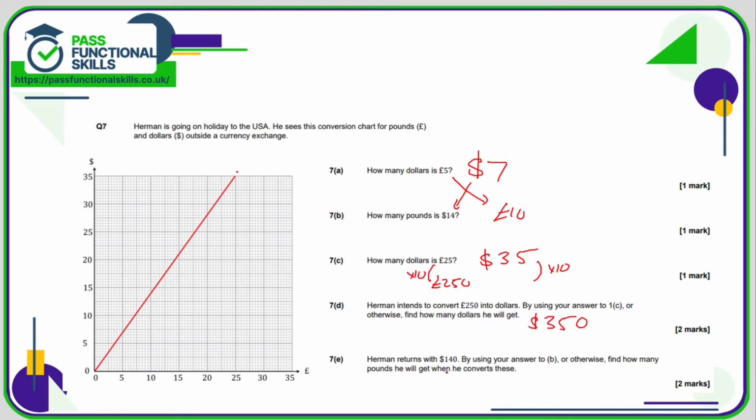We want to convert $140 into pounds, and we're using B, so we know that $14 is £10, so $140, well, that is 10 times more dollars, so we're going to get 10 times more pounds, so that is therefore going to be £100.